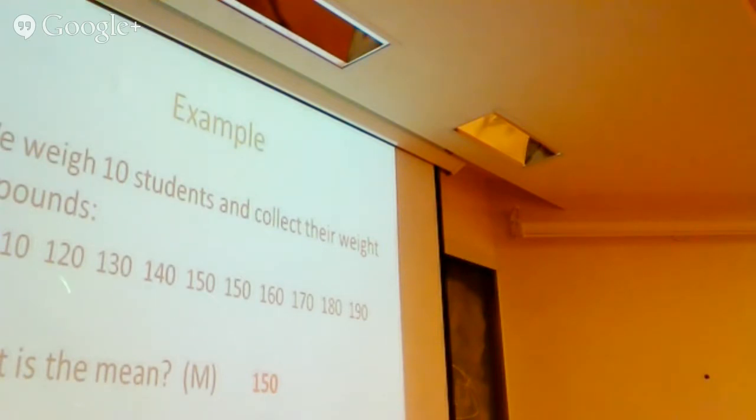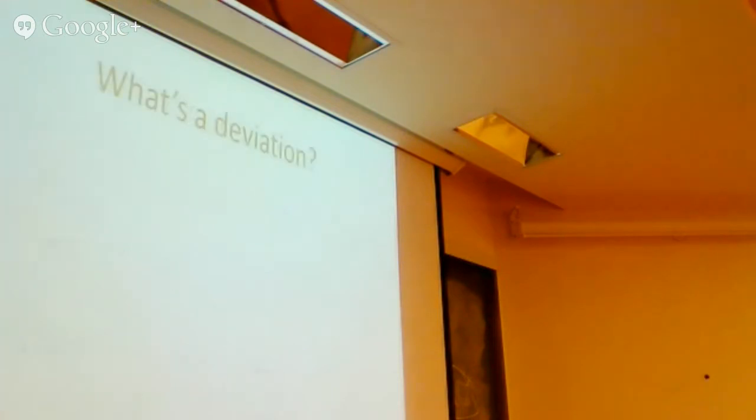So for the lightest person, 110, the deviation is the mean minus 110, which is 40. For the heaviest person, it's the mean minus that number, which is that. So it's going to be plus or minus a certain number.